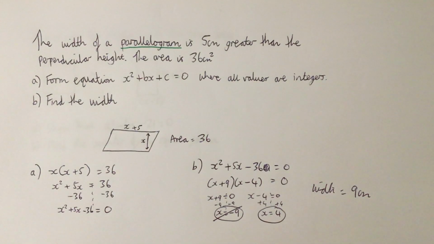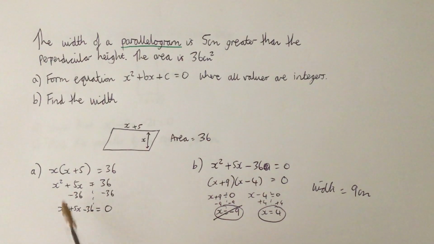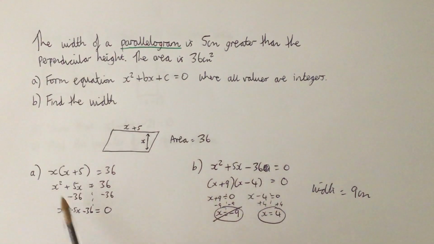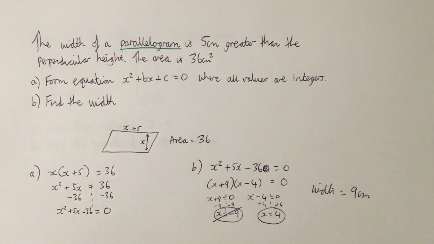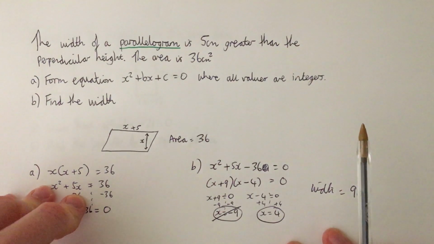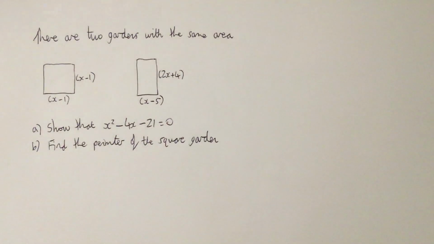Okay? So we simply worked out what the area was here for part A. Then we solved it. We realised that negative 9 couldn't be one of the answers. So we had to pick 4. And then from there, we just substituted it in. All right. So that there is an example of P1.